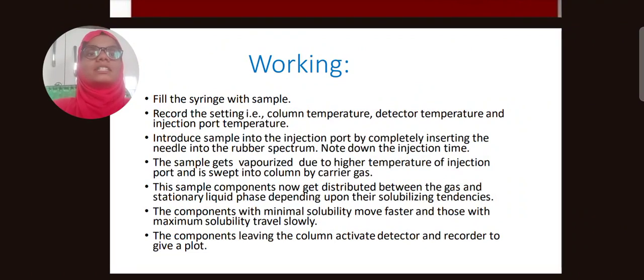The sample gets vaporized due to the higher temperature of the injection port and is swept into the column by the carrier gas. These sample components now get distributed between the gas and stationary liquid phase, depending upon their solubilizing tendencies. The components with minimum solubility move faster and those with maximum solubility travel slowly. The components leaving the column activate the detector and are recorded to give a plot.